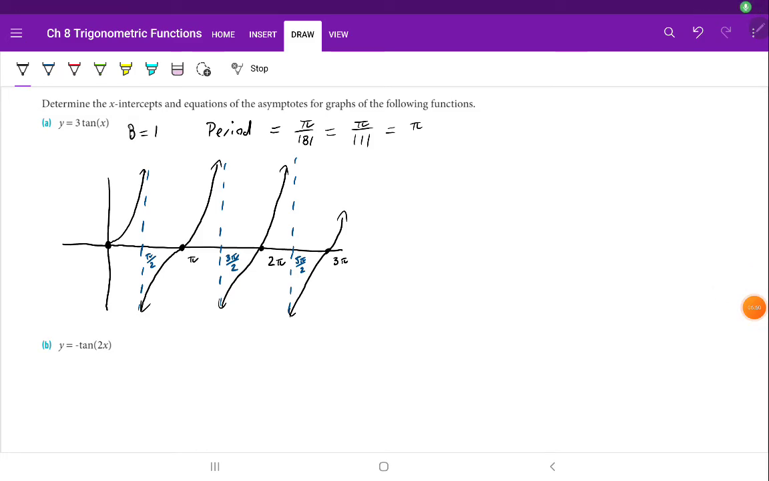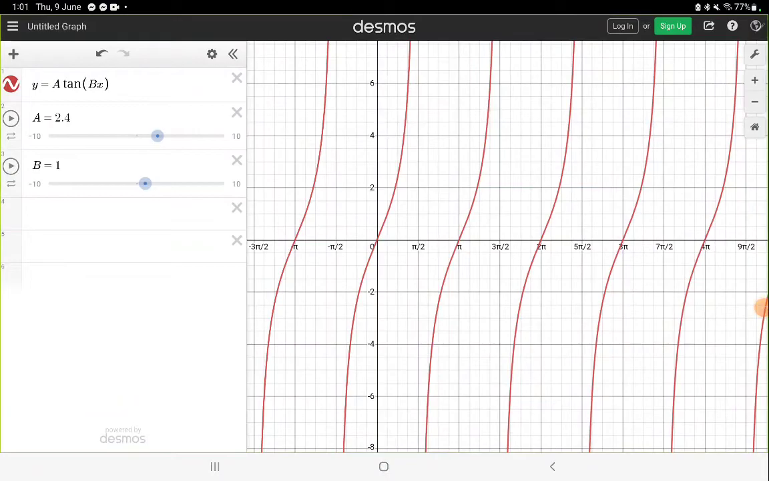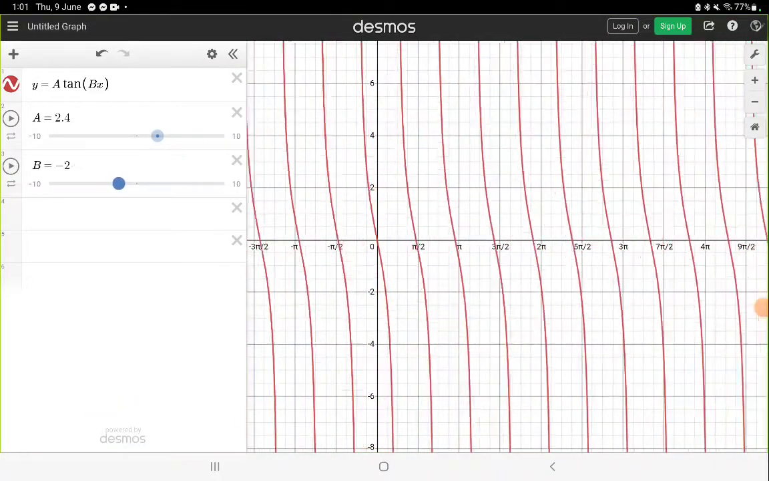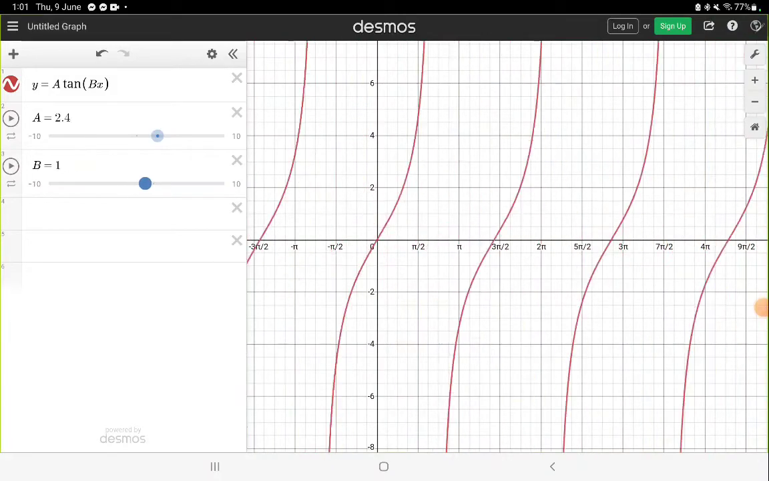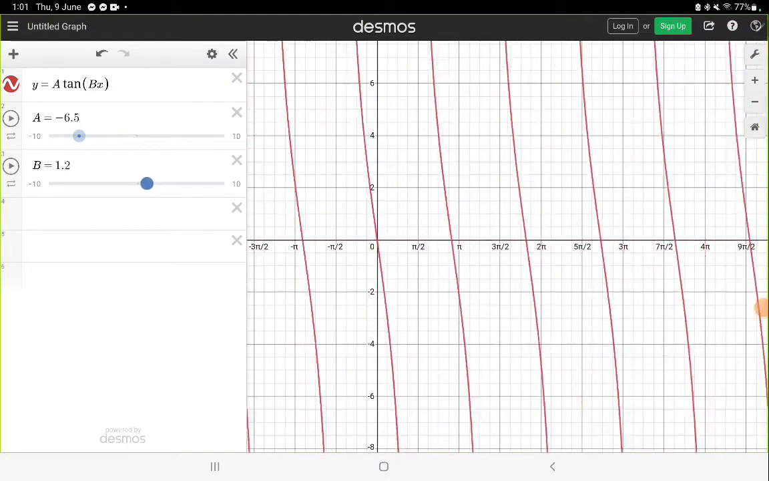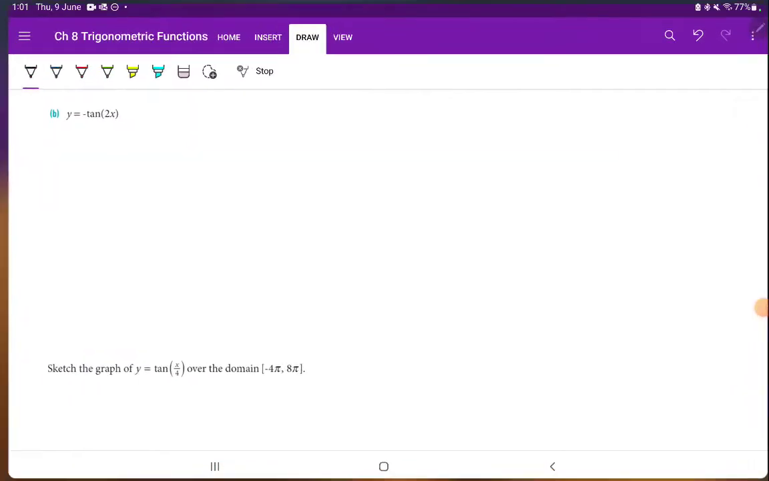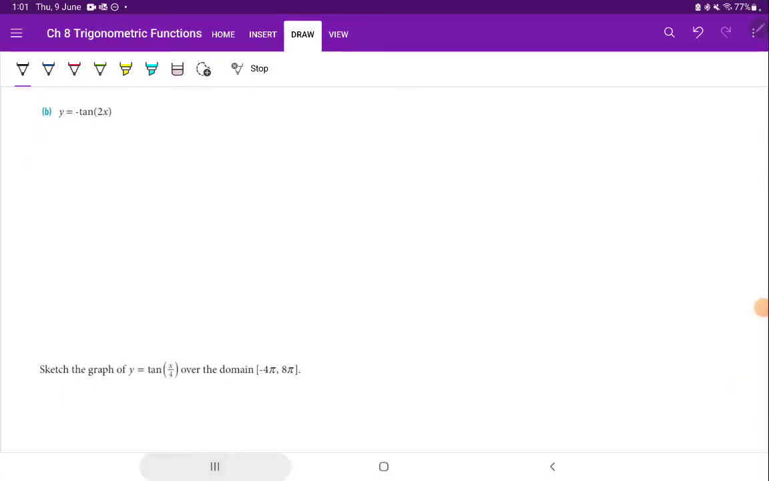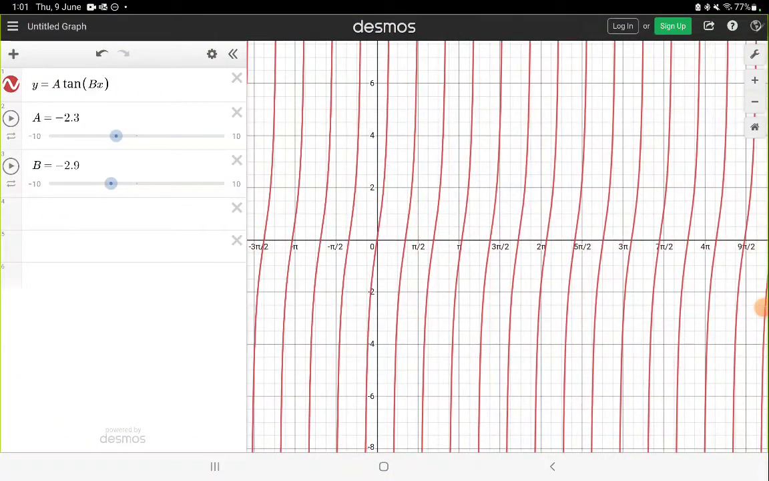Alrighty, let's do the second one. So the second one is negative tan of 2x. Now, just as a reminder how the negatives work, if we make b negative, it reflects it in the y-axis. And when we make a negative, that reflects it in the x-axis. So it makes it decreasing. So either making a or b negative is going to make it a decreasing function. Weirdly enough, making both of them negative will make it an increasing function again.